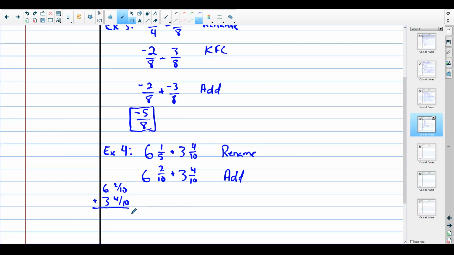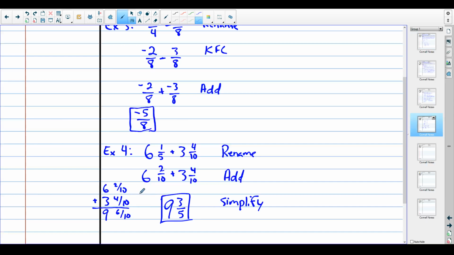So if we add our fractional part, 2/10 plus 4/10 is 6/10, and our whole number part, 6 plus 3, is 9. And then before we leave, we always want to simplify if we can. So 6/10 can simplify to 3/5. That's not a good 3. I can do better. 3/5 and 9 as the whole number part.